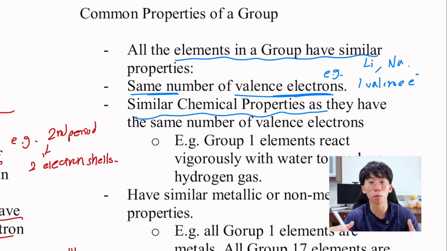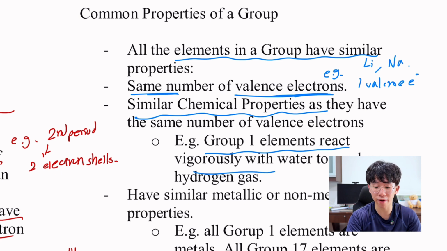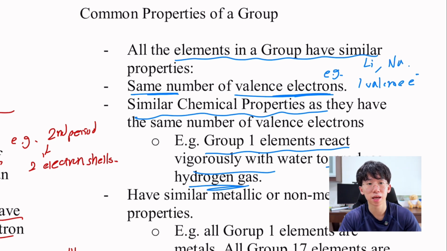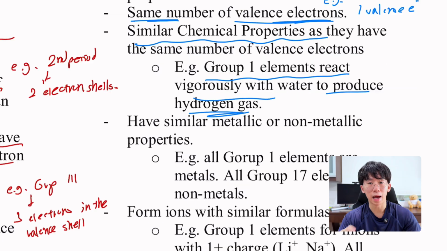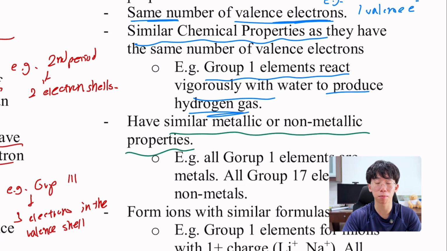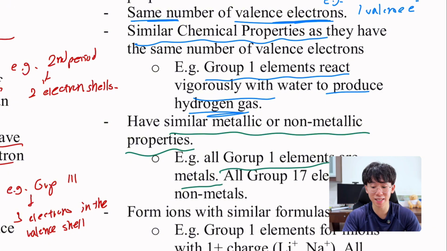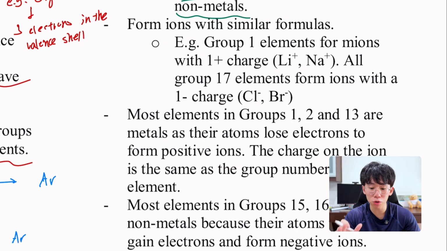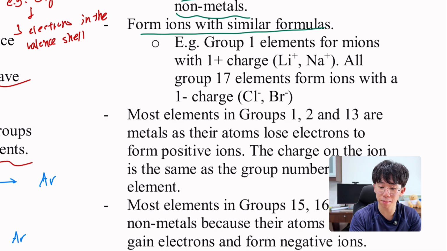So for example, your group 1 elements all tend to react vigorously with water to produce hydrogen gas. And we're actually going to touch on this even more in the future part where we talk about your group 1 elements. Elements in the same group also tend to have similar metallic or non-metallic properties. So for example, group 1 elements are all metals, whereas your group 17 elements, which are your halogens, are actually non-metals.